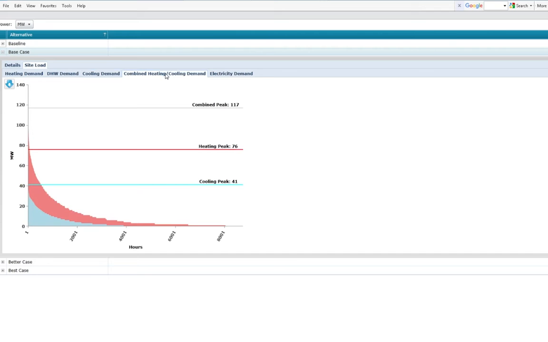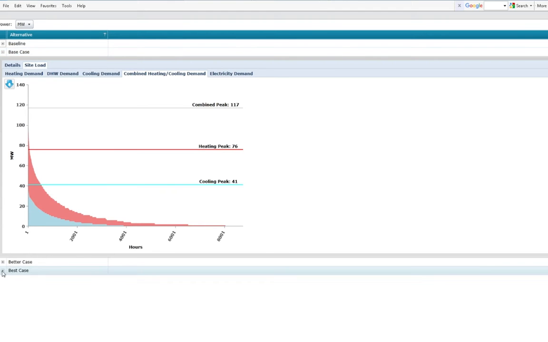And I can look at the combined heating and cooling together. Once again, I'm buying a lot of peak capacity. In other words, I'm buying a lot of equipment size, and I'm not running it all that much. And for heating and cooling equipment, the key is to try to get as many full load hours as you can out of it. But just keep those shapes in mind, and let's just see what happens when we go to the best case.